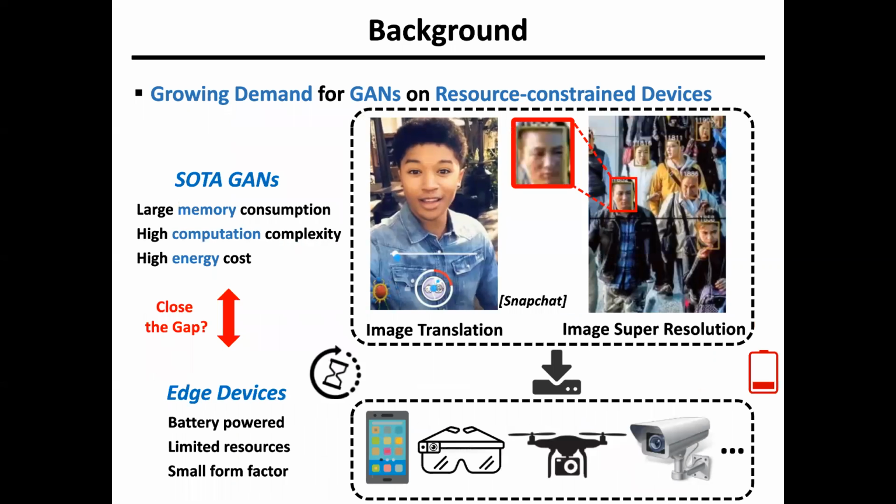However, there's a huge gap between the SOTA GANs and the edge devices, since SOTA GANs always have large memory consumption and high computation complexity with high energy cost, while edge devices are powered by battery with limited resources and small form factors. Therefore, efficient inference techniques are needed to narrow the gap between them.